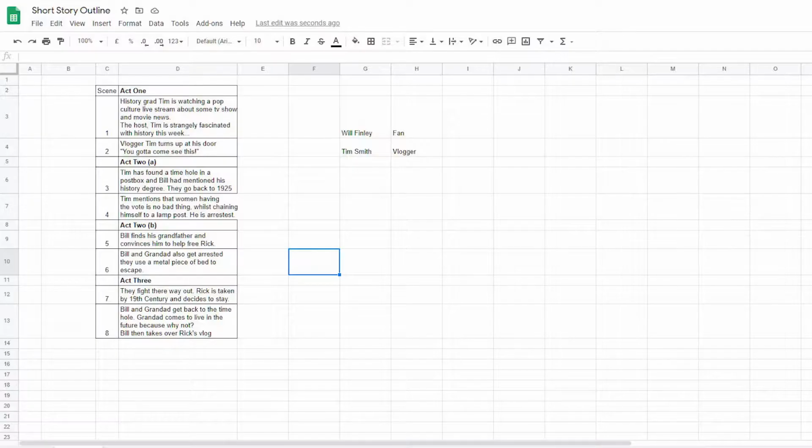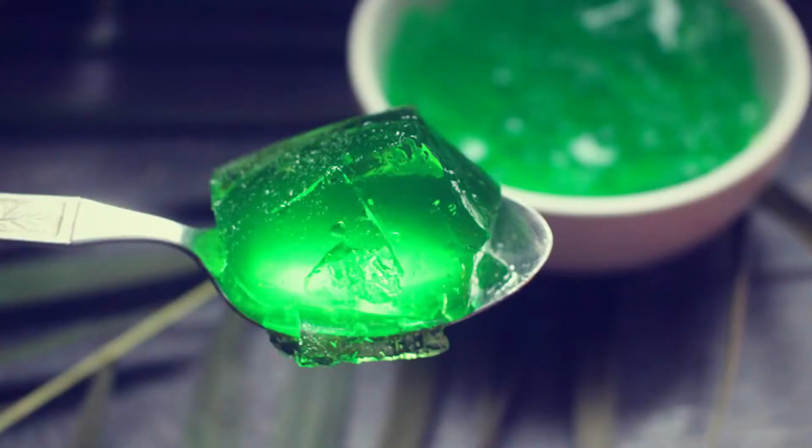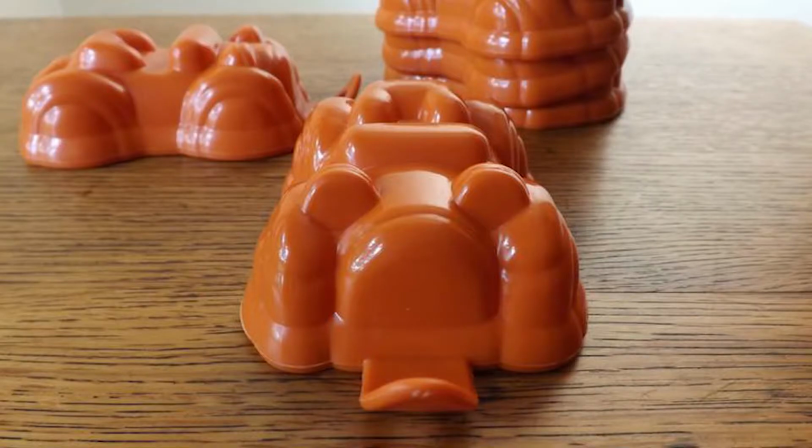So some people have been asking about my method for outlining, so I've decided to explain it. In a word, spreadsheets. Basically, I figure out the number of scenes I need for the project I'm working on. I think of a story like a jelly. I need to know the size and shape of the mould I'm pouring it into.